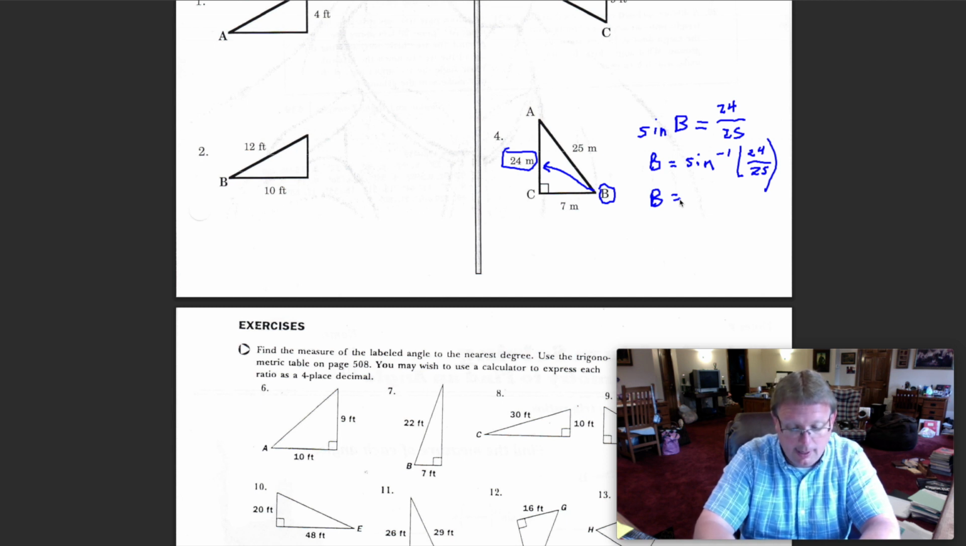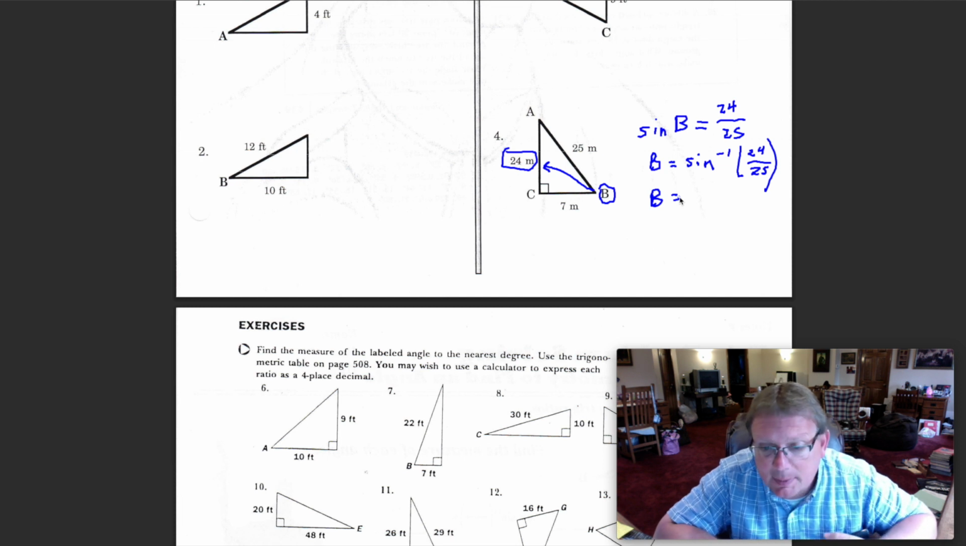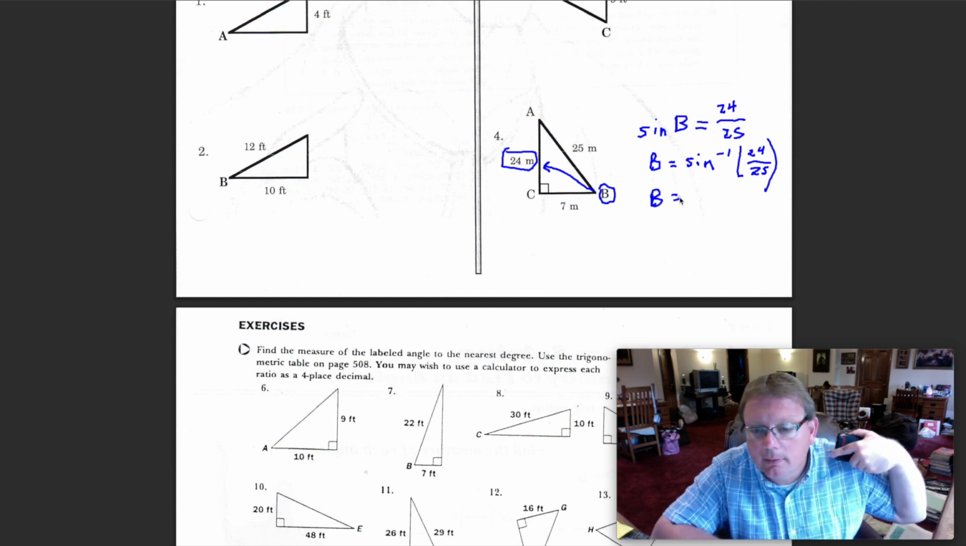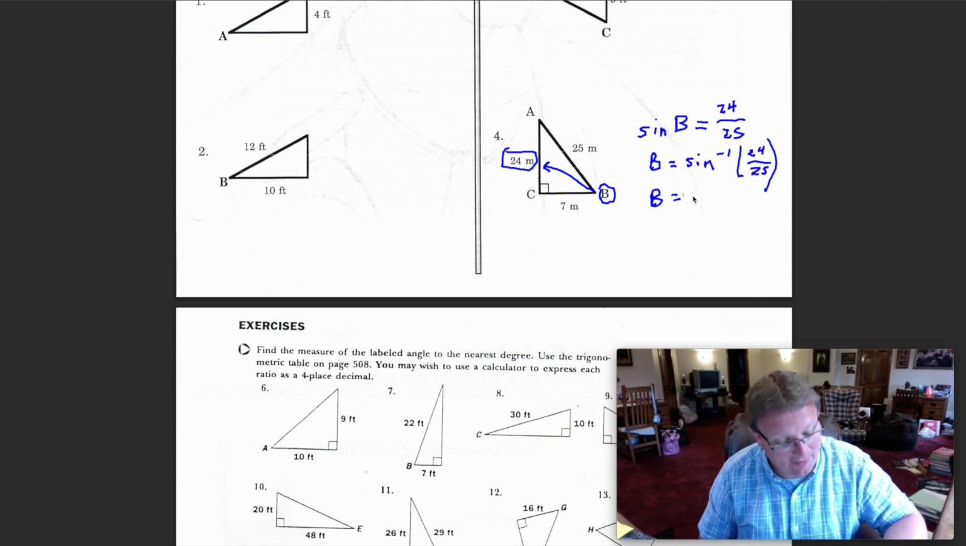I'm not telling. You got to type it in. Don't just wait on me. What is sine inverse of 24/25? What is it, Elizabeth? I'm not telling. Yes, you're right. 73.7. And so if that's 73.7 degrees, that's okay. How do we find angle A?